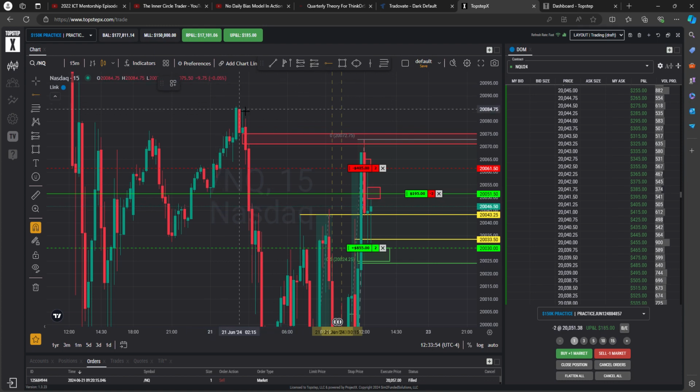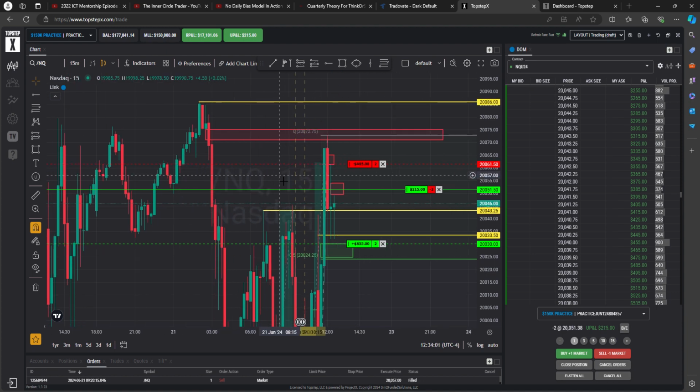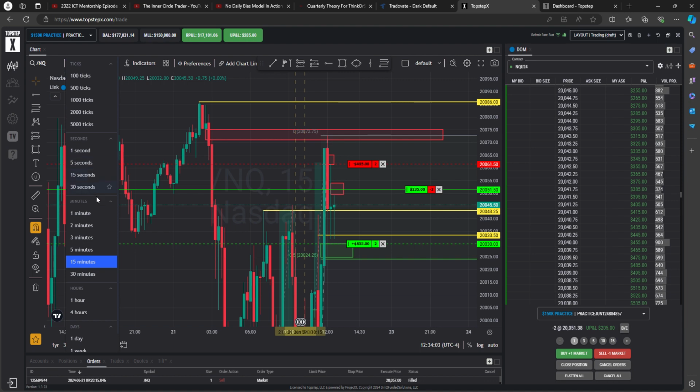Yeah, we're watching this right here. The 86s, I'd probably put my target right below at the 84, 85s if I were to long. I'm not looking for any longs right now.